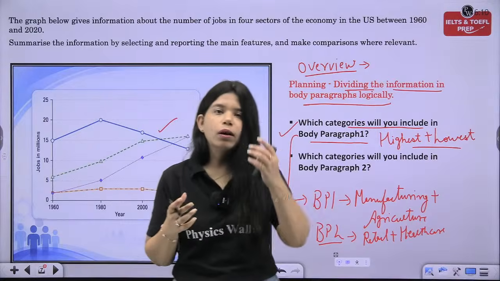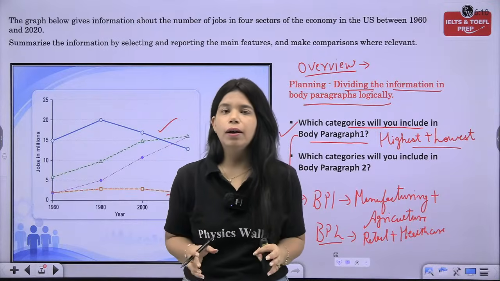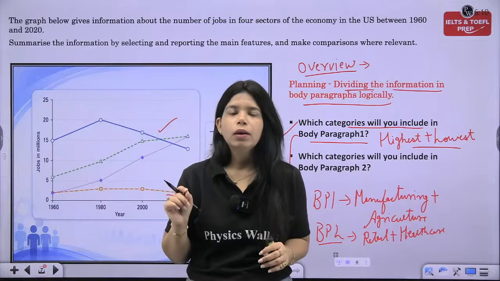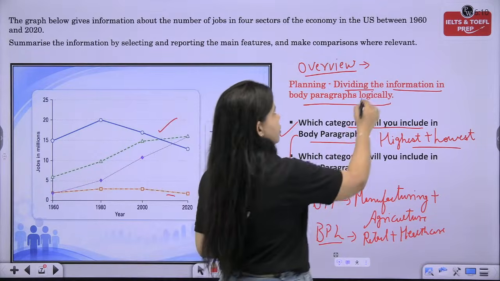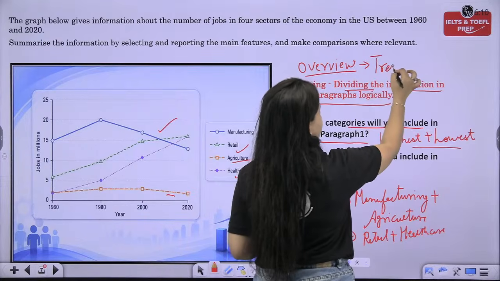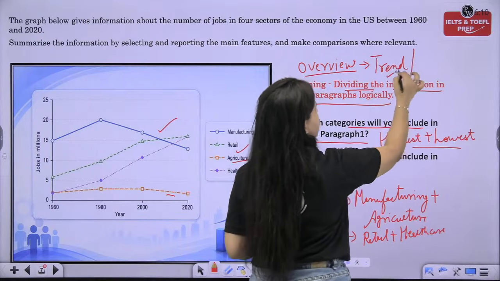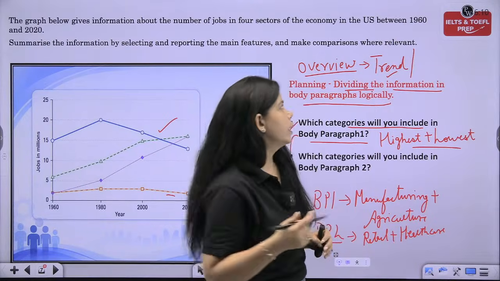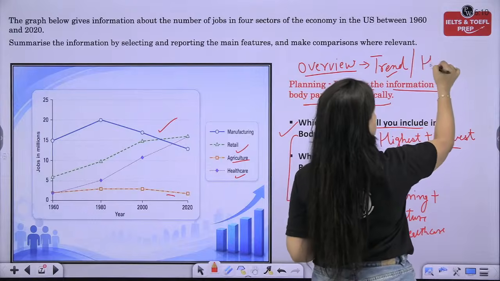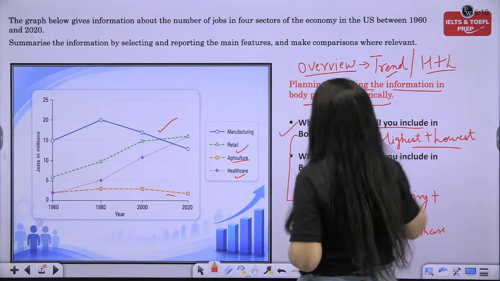Now, as far as the overview is concerned, for a line graph, जब भी आपको line graph दिया जाता है ना, overview में आप दो चीजें कर सकते हो. नंबर वन, एक तो आप ट्रेंड बता सकते हो सारी लाइंस का, जो भी आपको ट्रेंड दिख रहा है. लाइन ग्राफ में सबसे कॉमन चीज होती है ट्रेंड बताना. Number two, you can also tell highest plus lowest categories here. So this is something that we can do in overview.